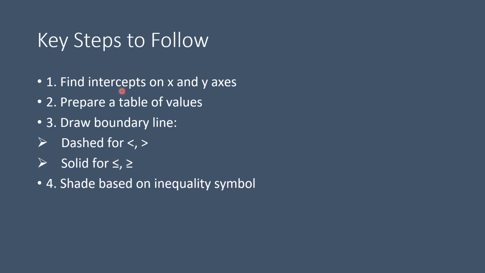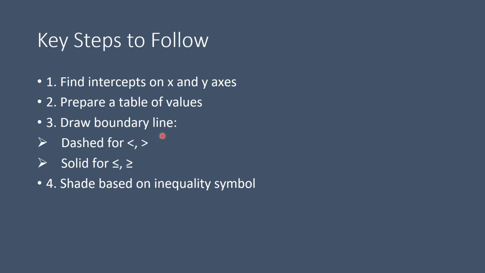Let's look at the key steps to follow. Number one, we should find the intercepts on the x and y axes. We've learned this before, how to plot a linear graph. So we find the intercepts on the x and the y axes. Then two, we prepare a table of values in order to get the points to plot the graph. And since it is linear, the graph will be in the form of a straight line. Then three, we draw the boundary line.